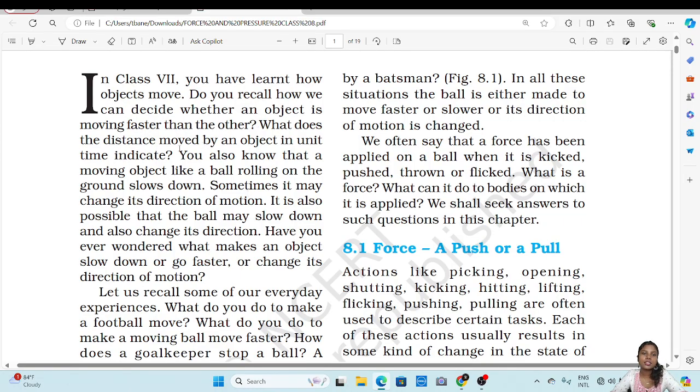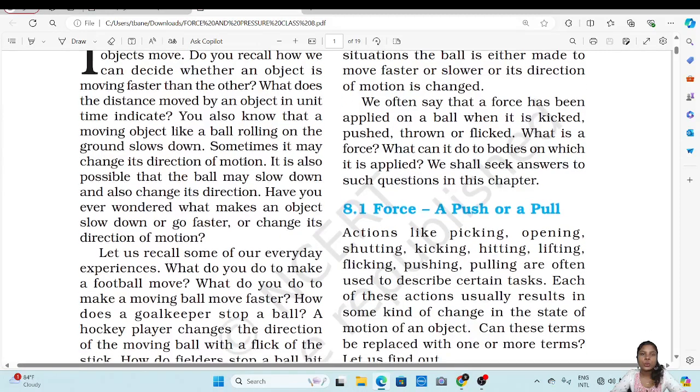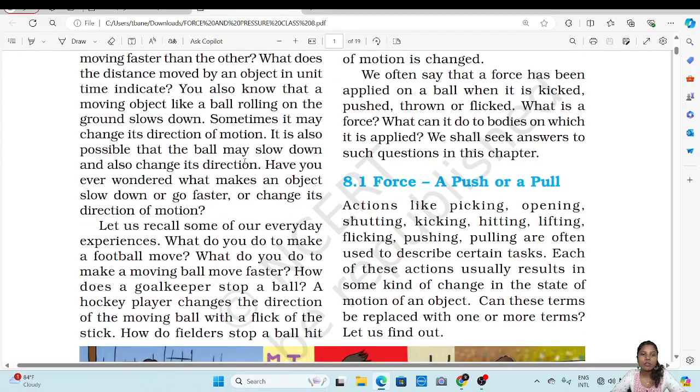So what does the distance moved by an object in unit time indicate? You also know that a moving object like a ball rolling on the ground slows down. Sometimes it may change its direction of motion. It is also possible that a ball may slow down and also change its direction. Have you ever wondered what makes an object slow down or go faster or change its direction of motion?